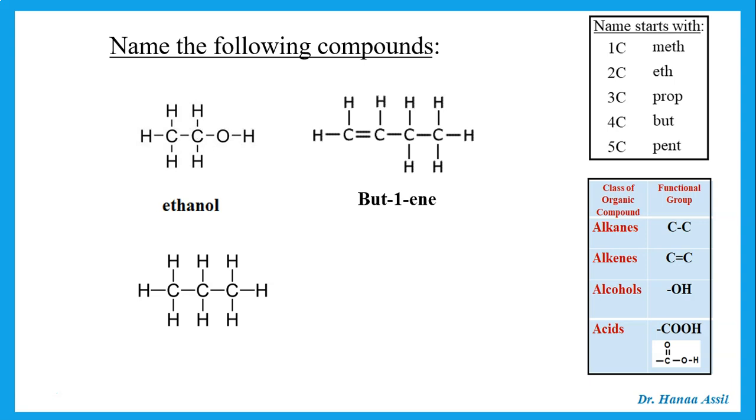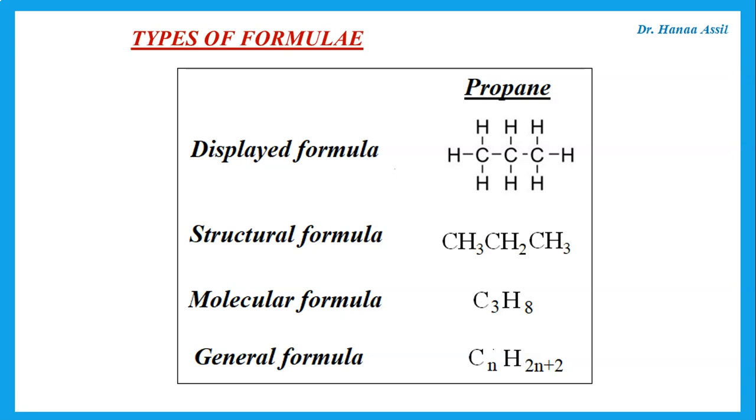This is something that has 3 carbons, prop. It has only single bonds, that is an ane, propane. What about this one? This has 1 carbon, so that's meth-something, but it also has a double bond O, single bond OH, so this is an acid, so it's called methanoic acid. Please learn all of this.